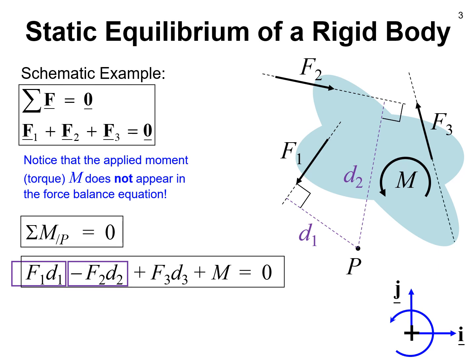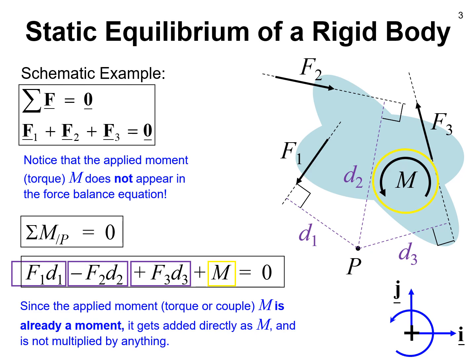And then with the third force, the same process, extend the line of action, draw the perpendicular distance, and then I see this force is making counterclockwise moment about P, so I add plus F3 times D3. And then with the moment, I just add M. I don't add M times anything. M is already a moment.